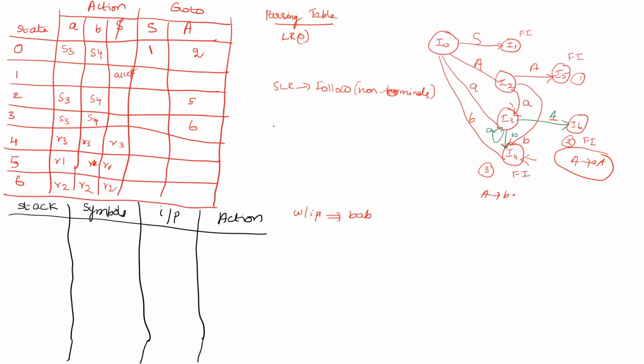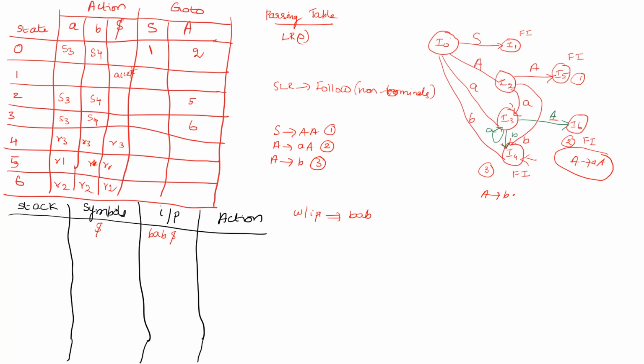As I have told you, we have three productions. S gives AA, that is our first production. Then capital A gives small a capital B, this is the second production, and the third production is A gives B. Initially we push dollar, and the input string is BAB, dollar.